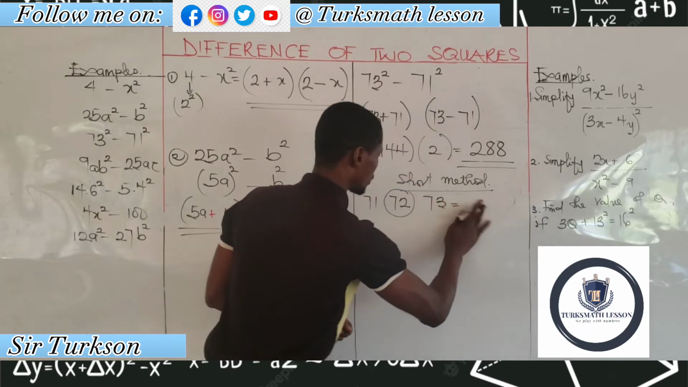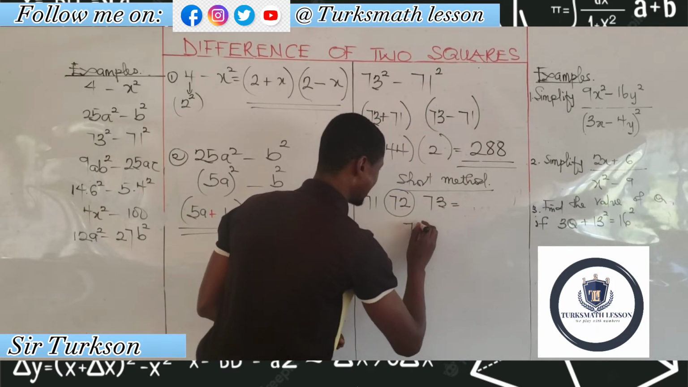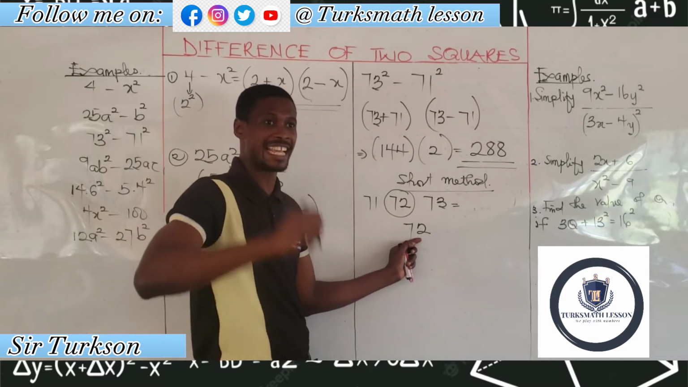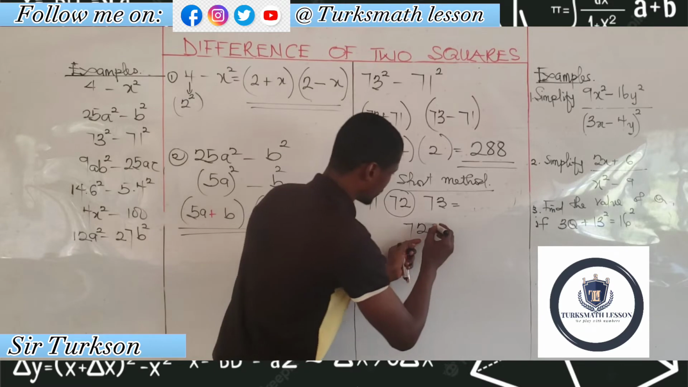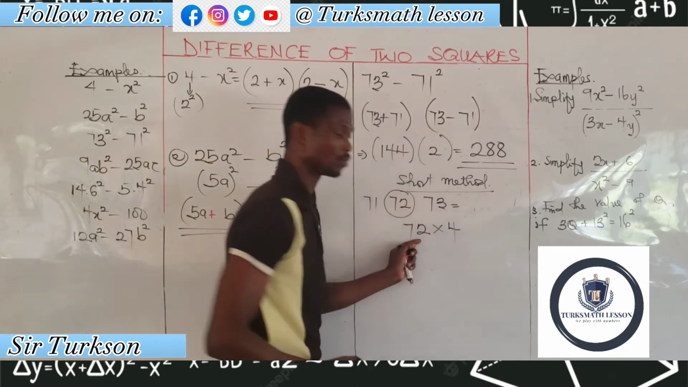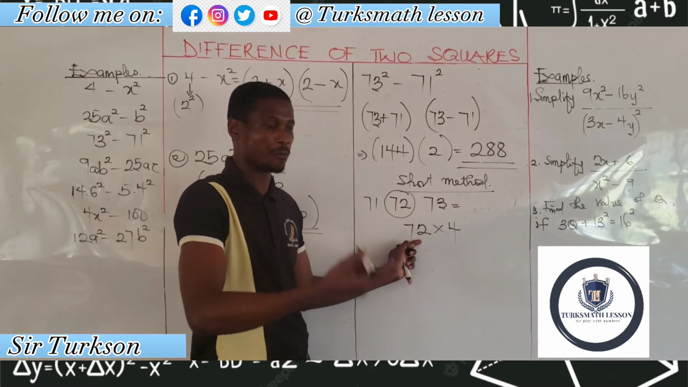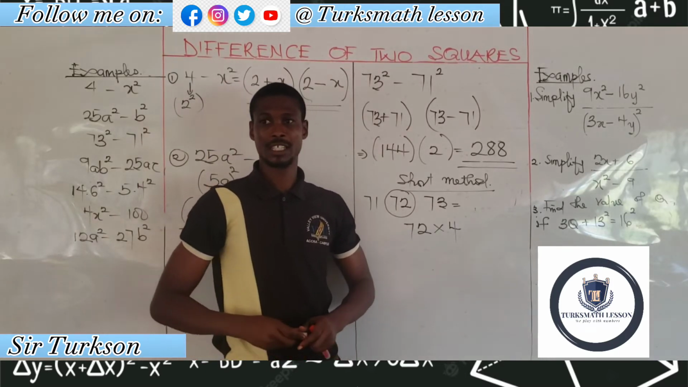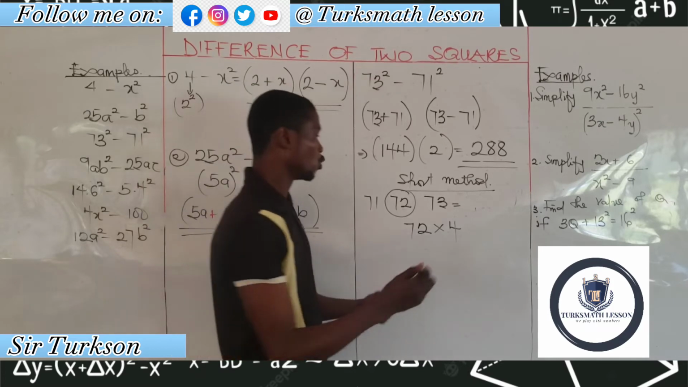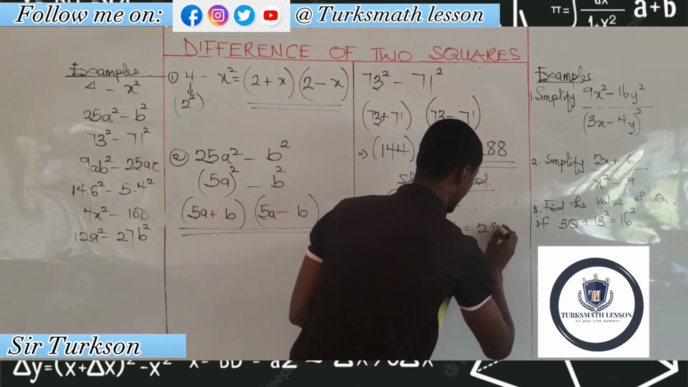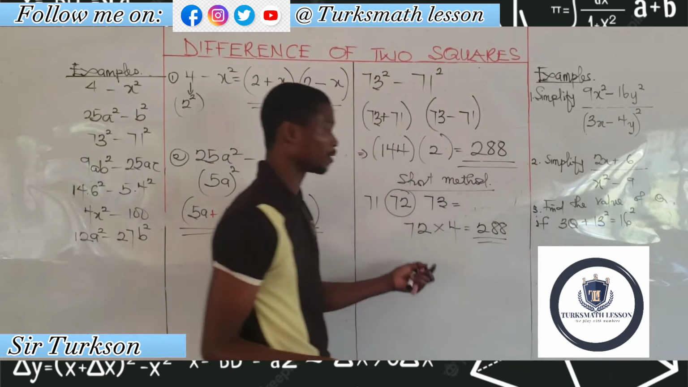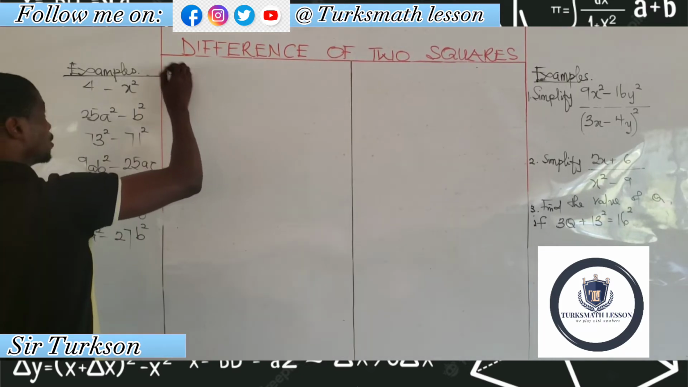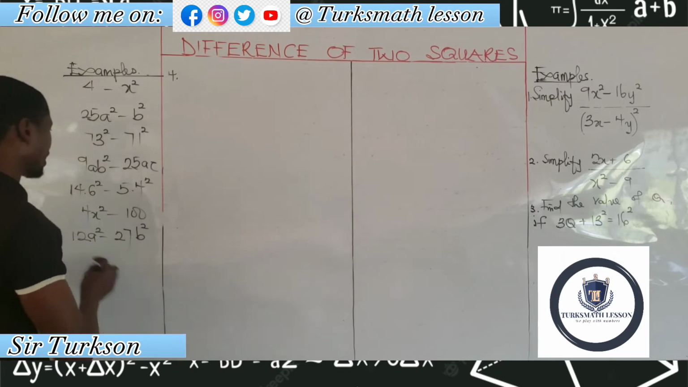So when you have your 72 as the middle number, always multiply it by 4. So 72 times 4. Yes? 288. 200 and what? 88. Is it not simple? Very simple.